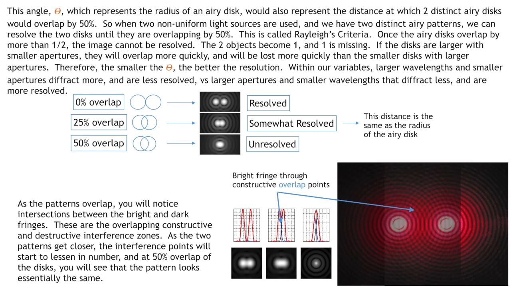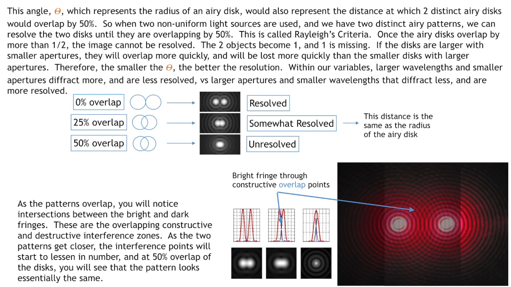So this angle, theta, which represents the radius of an Airy disk, would also represent the distance at which two distinct Airy disks would overlap by 50%. So when two non-uniform light sources are used and we have two distinct Airy patterns, we can resolve the two disks until they are overlapping by 50%. This is called Rayleigh's criteria. Once the Airy disks overlap by more than half, the image cannot be resolved, and we'll see that here in a minute. The two objects become one, and one is missing.